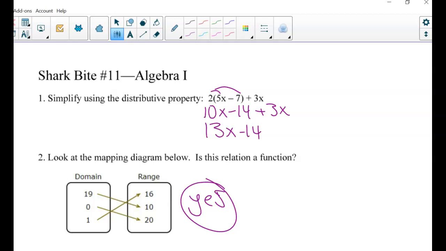For number 2, it asks, is this relation a function? Yes, this one is, because each of the x values only goes to one y value. If 19 went to 16 and 10, it would not be a function. Questions on either of those two? No, ma'am.